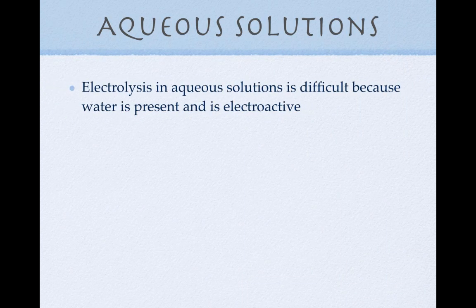Now, with a lot of cells that use electrolysis, you've got to be very careful about utilizing aqueous solutions. The reason we have to be careful is because water is present in aqueous solutions, and water is also very electroactive. It can either be reduced or oxidized, and you can create hydrogen gas and oxygen ions, or oxygen gas and hydrogen ions, depending on which way electrons are flowing. And so you've got to be very careful.